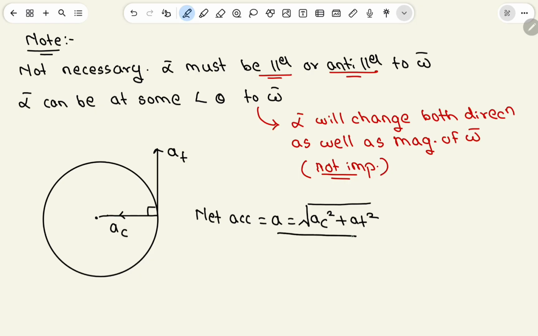So this is the final formula that I wanted to add to this lecture. That is the formula for net acceleration or total acceleration during non-uniform circular motion, which is under root AC square plus AT square.